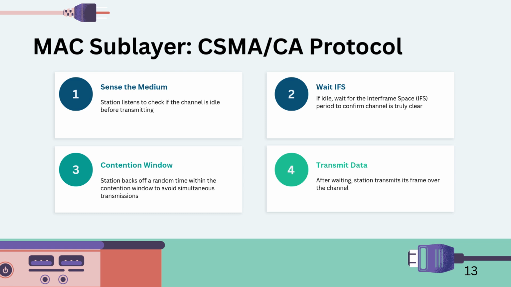Wireless networks use CSMA to avoid collisions. The steps are: first, check if the channel is free. Then, wait for a short time. Then, wait a random block of time. Then, they transmit data. These steps reduce the chance of multiple devices sending at the same time.